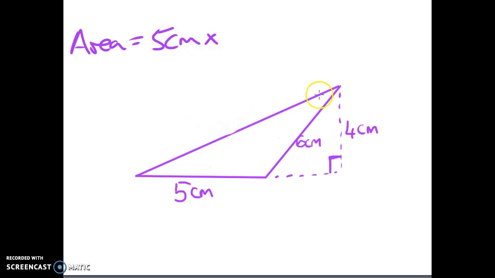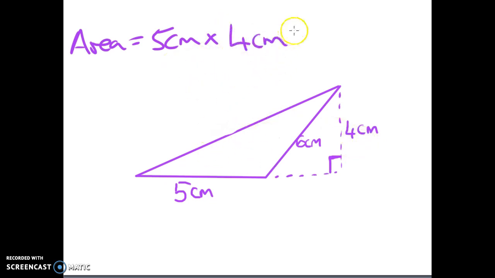Then we need to find the height of the triangle. Now, as I said previously, we need to make sure that the height is perpendicular, at right angles, to the base that I choose. So we can't use this 6 centimeters here, because that's not at right angles to this line. So sometimes the picture will extend the line for you. So we're actually going to go across here and upwards. You can see that these two dotted lines meet at right angles. So I'm going to use this height here, which is 4 centimeters.